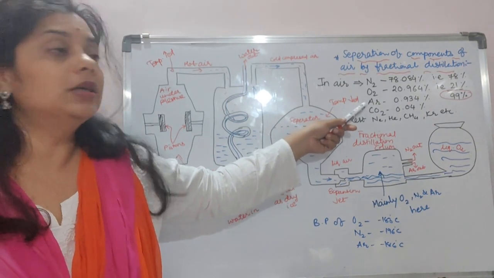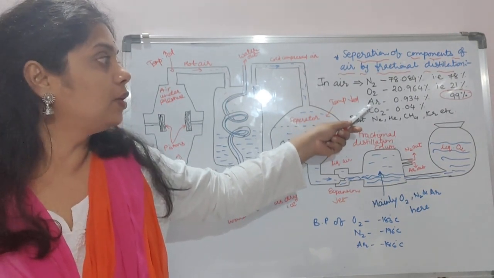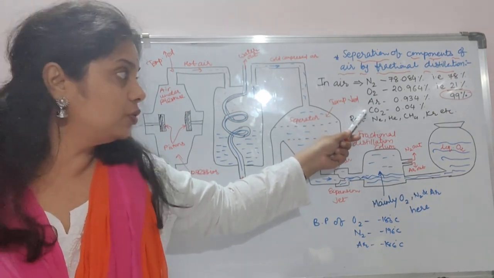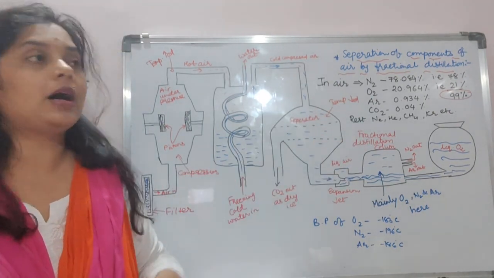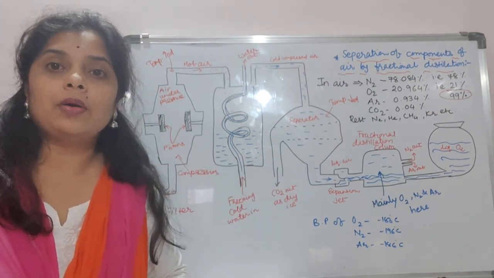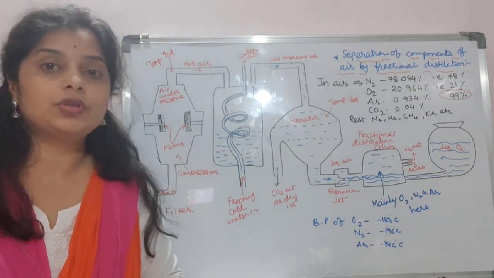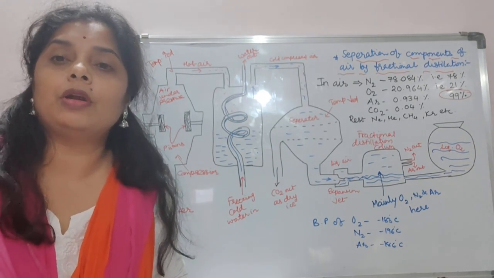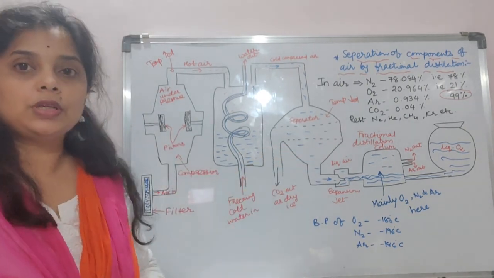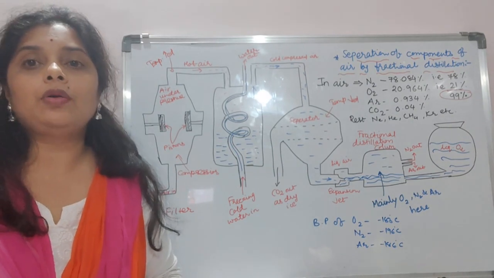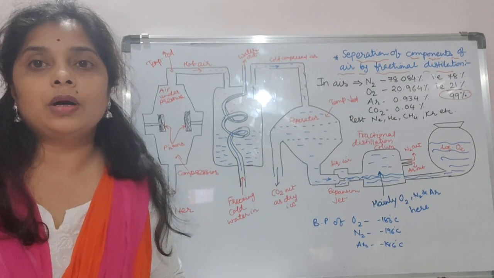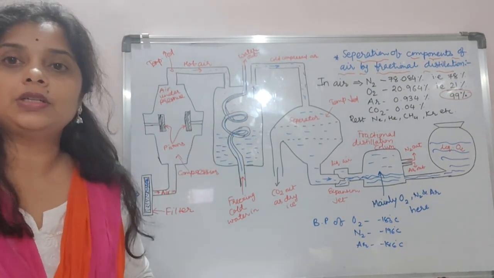Now the others: the quantity of argon is 0.934, carbon dioxide 0.04, and the rest of the gases are neon, helium, methane, krypton, etc. Now it is a difficult process to separate all these components from air. This is the total process, and I am going to explain how we can separate each component of air by this fractional distillation.